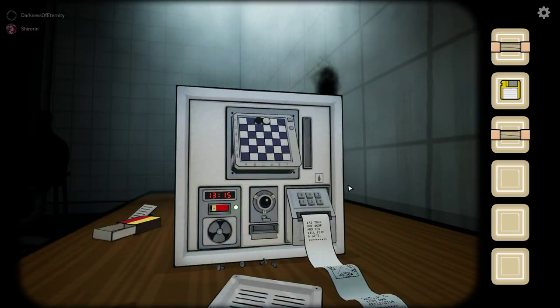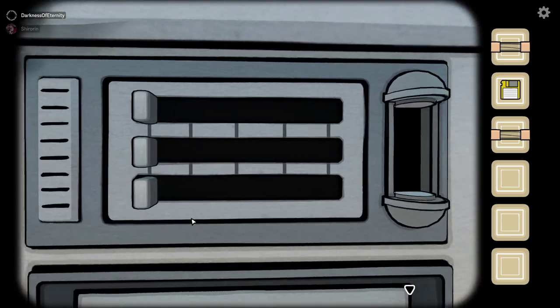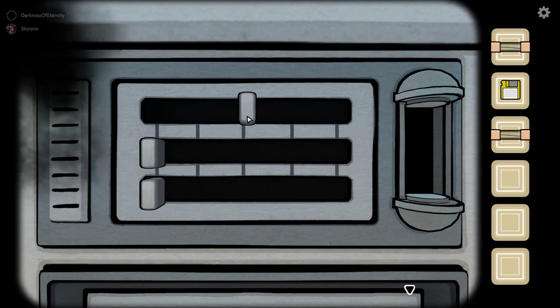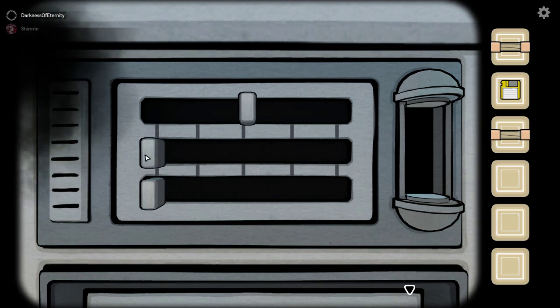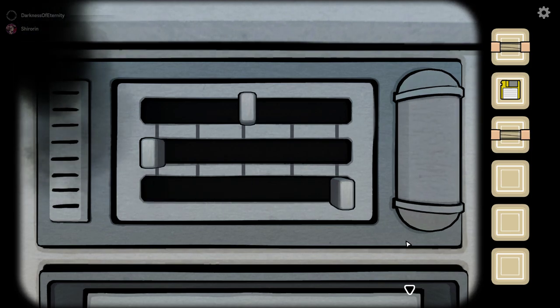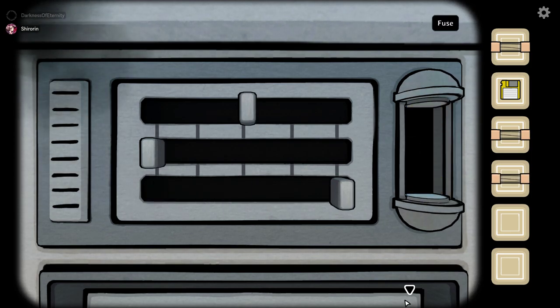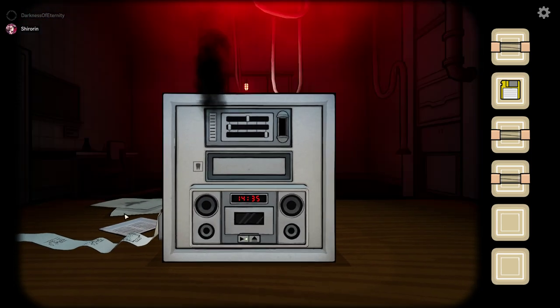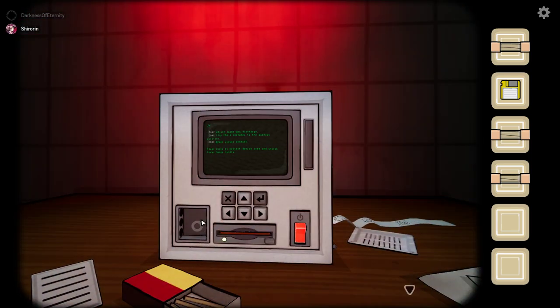The sliders. Oh, okay. So, top one is in the middle. Yeah. Middle one is all the way on the left. Okay. And bottom one is all the way on the right. Alright, third fuse. Okay, I think we're done here. Let me put the fuses in.